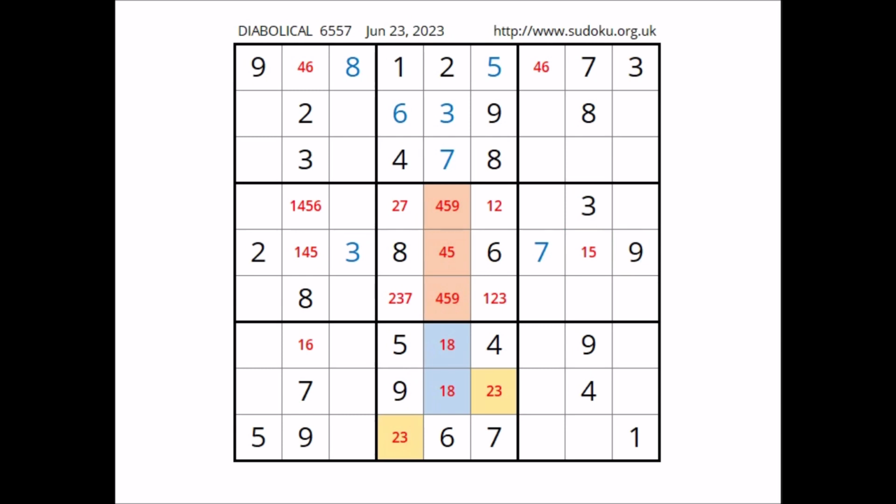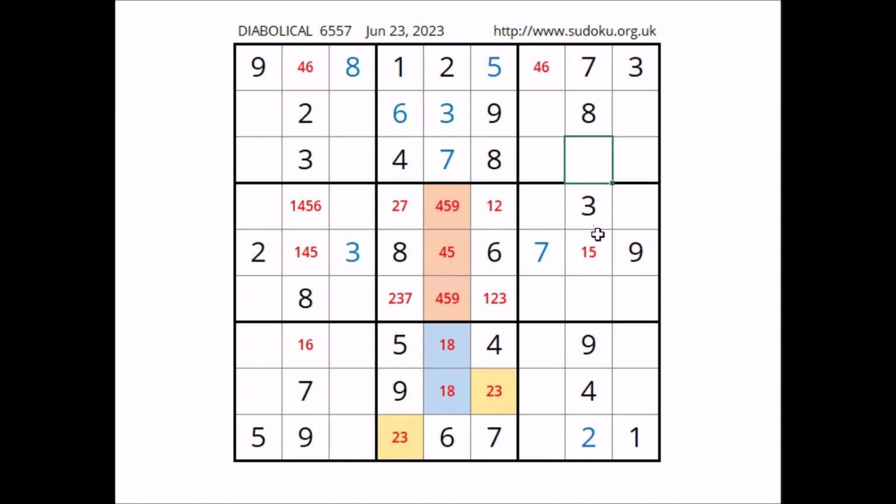Okay. What else? Let's see. Okay, take a look at this column. 4 numbers are missing: 1, 5, and the numbers 2 and 6. Look, 1, 5, and 6, so in this place has to be number 2. Okay, we have 2 here.